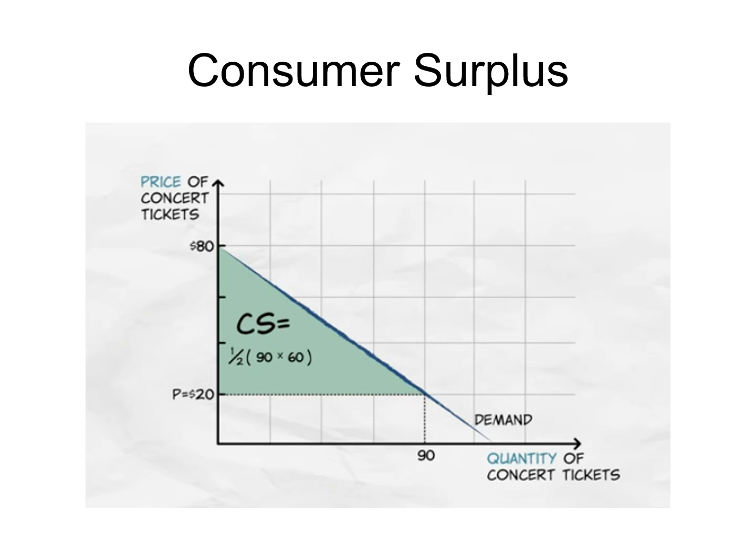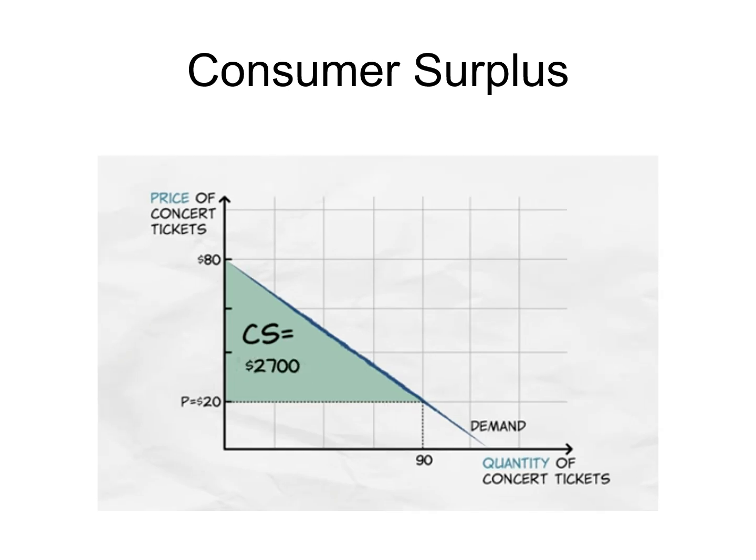To calculate the total consumer surplus of the concert ticket market, take the maximum willingness to pay 80 minus the market price of 20, that's 60, times the total quantity in the market, 90. 60 times 90 is 5,400. 1/2 base times height. Therefore, the consumer surplus in the concert ticket markets is $2,700.